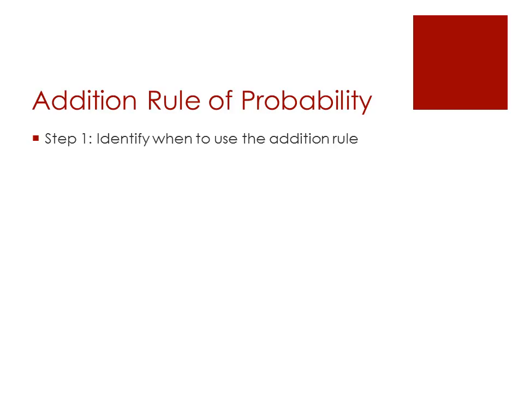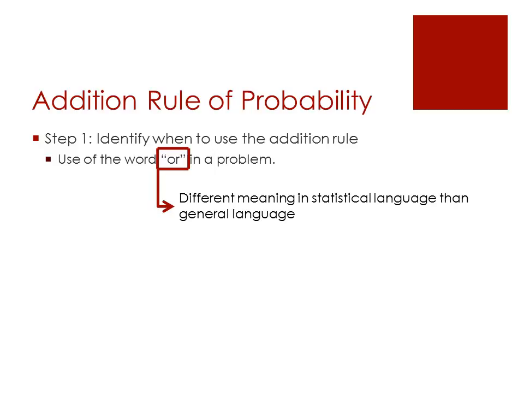So, let's walk through the steps of doing an addition rule of probabilities. First, you need to identify when you're going to use the addition rule. To do this, you need to pay attention to the use of the language in the problem. If you find the word "or" in a problem, this indicates that you're using an addition rule of probability. Now this has a different meaning in statistical language than what you see in general language. This is another one of those places where we have to notice that using a term the way it is used in daily language is not the same way that it is meant when it's used statistically. So if you're reading the word problem and they use the word "or", this tells you that you're going to be using the addition rule of probability.